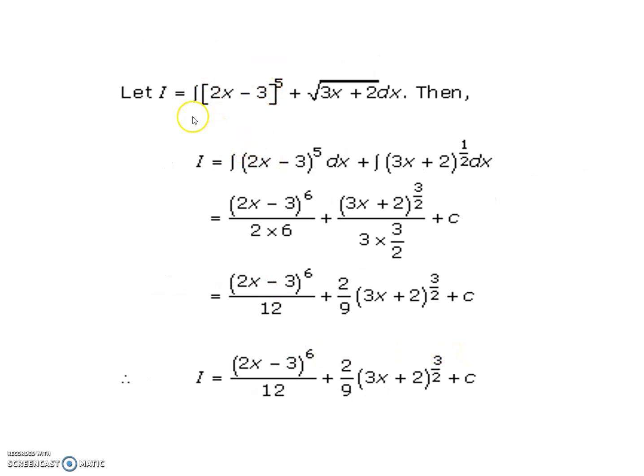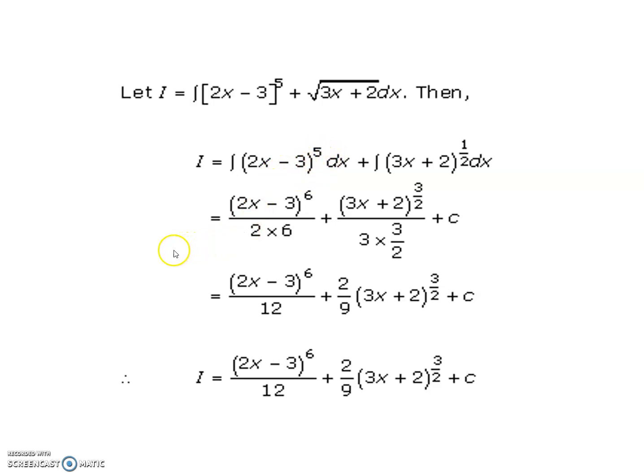Now we have to evaluate the following integral: the integration of (2x minus 3) raised to 5 plus the square root of (3x plus 2) dx. Then we have to use the integration separately. Now we know that the integration of (2x minus 3) raised to the bracket raised to 5.